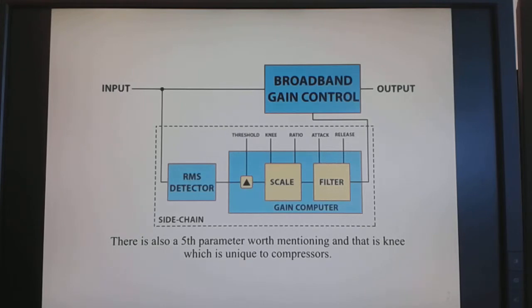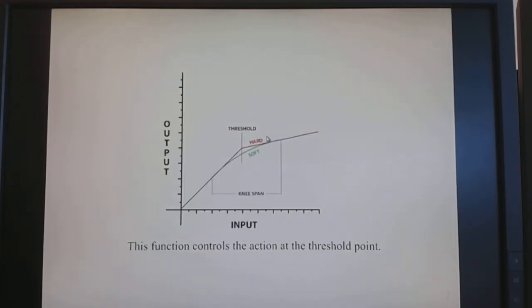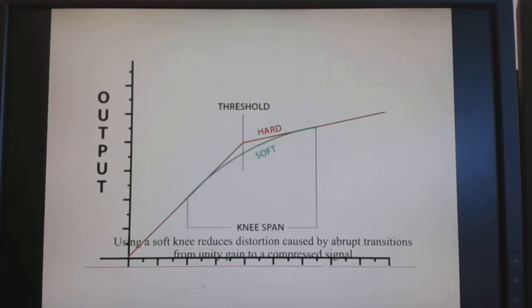There is also a parameter worth mentioning, and that is the knee, which is unique to compressors. This function controls the action at the threshold point. Using a soft knee reduces distortion caused by abrupt transitions from a unity gain to a compressed signal.